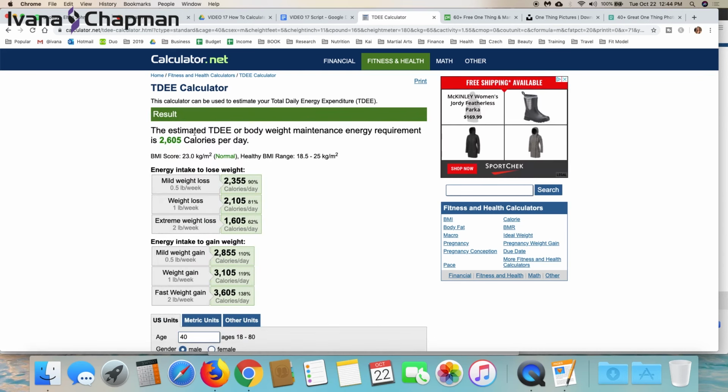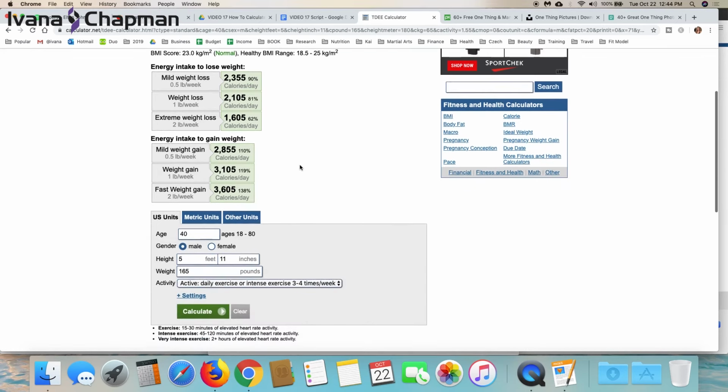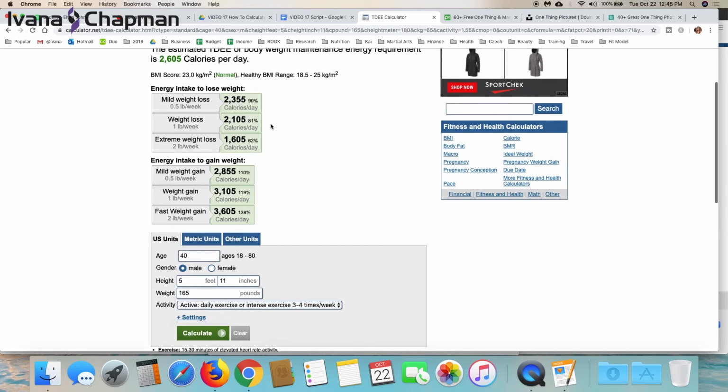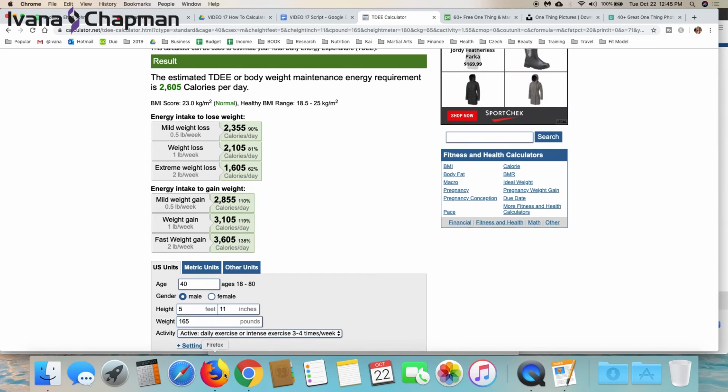So his TDEE would be 2605. So that's the number of calories he needs to maintain his weight, but he wants to increase weight. So he's going to put on muscle mass, and you can actually slide down here. And it said mild weight gain, so just about half a pound, 2855 calories. If you wanted to do a little bit faster, then it would be 3105. So that's an extra 250 calories per day. That's an extra 500 calories per day. So we're going to use, again, let's use the mild weight gain. So 2855 is the amount of calories that he's going to have.